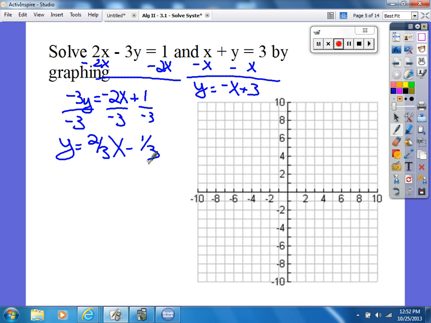Good. Just because that first equation has all those fractions in it, don't panic. What I'd like you to do right now, though, is to graph y equals negative x plus 3. That's the easy equation, right? Negative x plus 3. No tricks on it, nice and simple to graph.